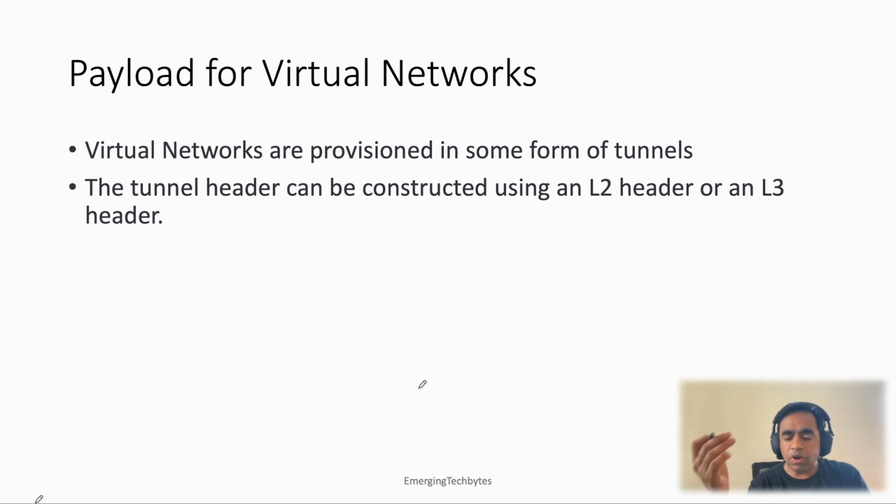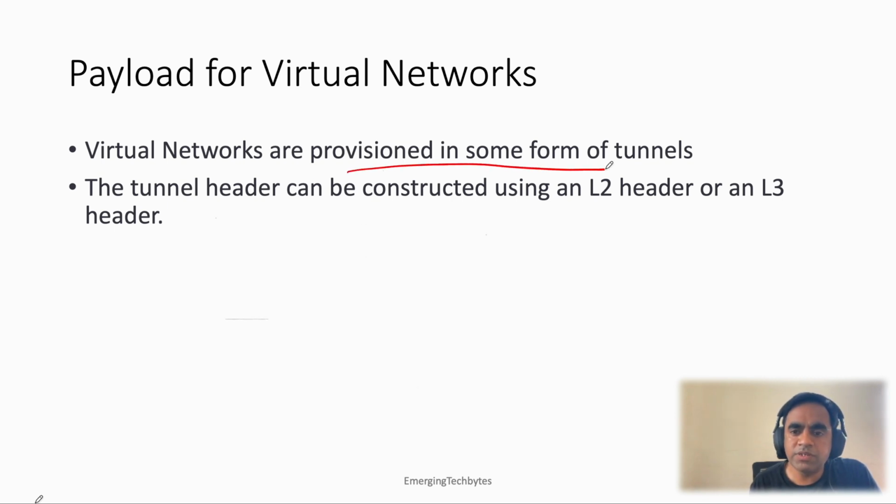So now coming back to these virtual networks, what exactly are you carrying on these virtual networks, right? We had seen that these virtual networks are provisioned in some form of tunnels. We are drawing those tunnels. So these tunnel headers, right? This is a tunnel which is built on top of a network, so that means there should be some IP source address, IP destination address for that tunnel also, right? These tunnels can carry either a layer 2 packet or a layer 3 packet, right? And the same way their header can be constructed using L2 or L3.